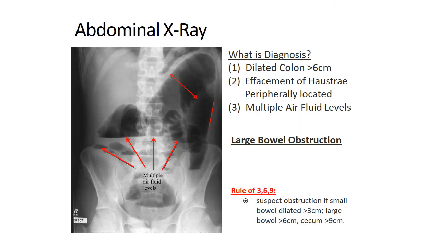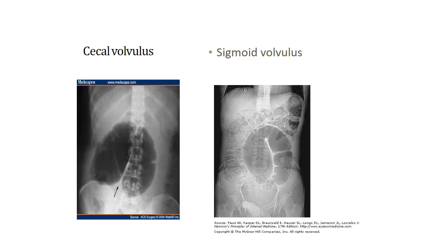Look at this X-ray. What is the diagnosis? Here, the colon is dilated for more than 6 cm. Effacement of haustra is located peripherally, and there are multiple air fluid levels. So the diagnosis should be large bowel obstruction. And also remember the rule of 369, which implies that you should suspect obstruction if the small bowel is dilated for more than 3 cm, the large bowel for more than 6 cm, and the cecum for more than 9 cm. This rule is called the rule of 369.